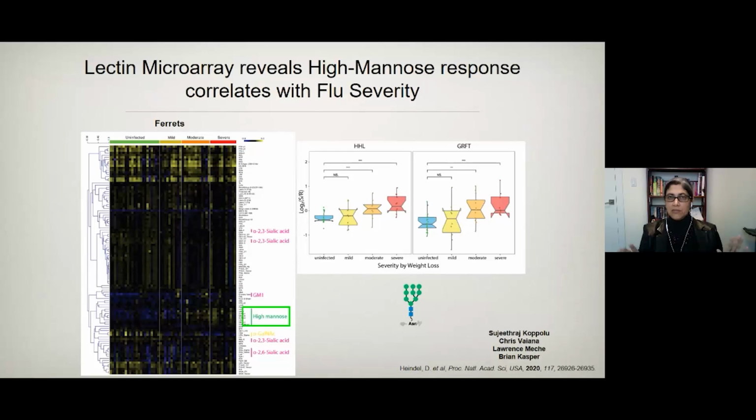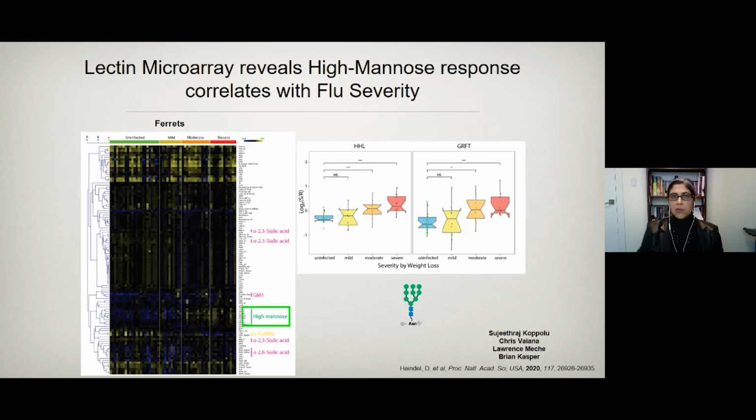This is a lot of data, and I'm actually skipping over a lot of information. But what I will tell you is that the sialic acids do not correlate with severity. We looked at that. I'm not going to show those graphs, but we did not see any association between the level of sialosides in the lung and severity from flu in the ferret model. However, if you look at the bottom of the slide, you'll notice that green box around high mannose. And if you look at the heat map from our lectin microarrays, you can see an image that goes from blue to yellow as you go from uninfected to severe. What this indicates is an increase in that particular epitope, and that epitope is high mannose.